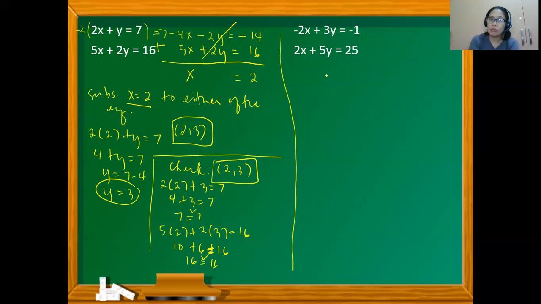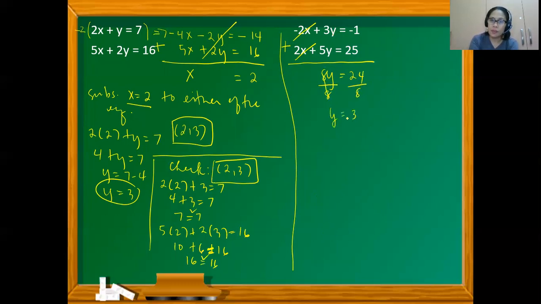Okay. Now here, it's very convenient to use addition and eliminate x, since the coefficients of x in the first and in the second equation are the negative or the additive inverse of each other. So we will use addition, and negative 2x plus 2x is 0. And then 3y plus 5y is 8y. Negative 1 plus 25 is 24. Solve for y by dividing both sides by 8.